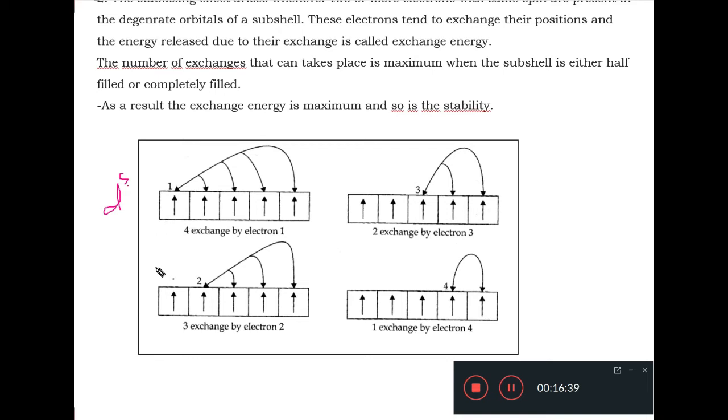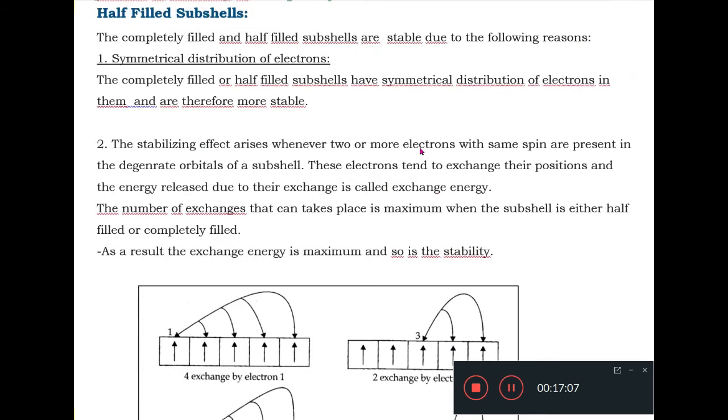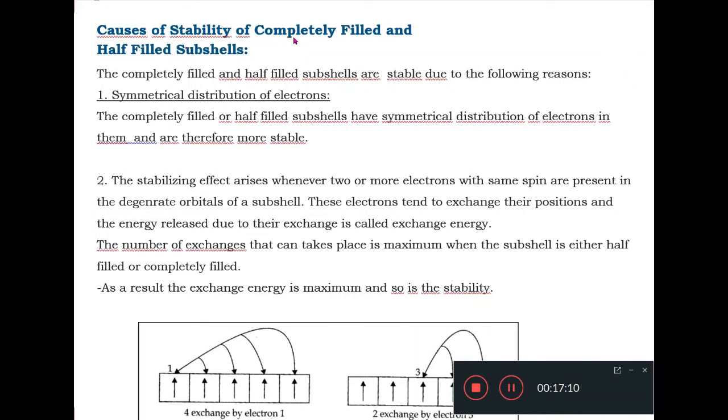But if there are 10 electrons, which means maximum electrons, then we say that D is fulfilled. If D has 5 electrons, we say that D is half filled, and if D subshell has 10 electrons, then we say it is completely filled. So our topic is stability of completely filled and half filled subshell.